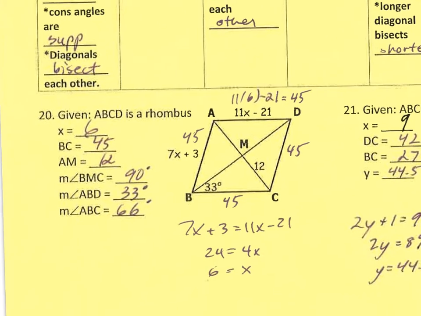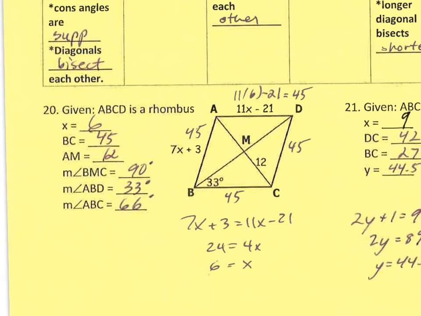So looking at 20, if you know the properties of a rhombus, you should be able to use those properties. Looking at this, 7x plus 3, because it's a rhombus, all four sides are equal, and that's key. So that's going to let me say 7x plus 3 equals 11x minus 21. So there's my setup here. You solve that for x, you get 6.